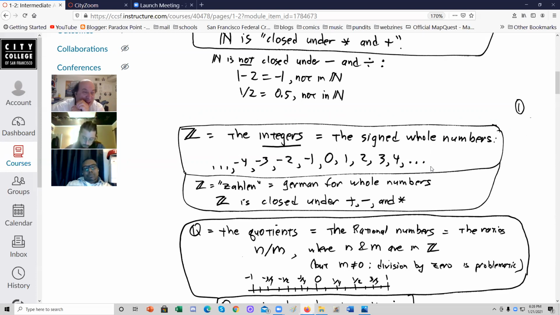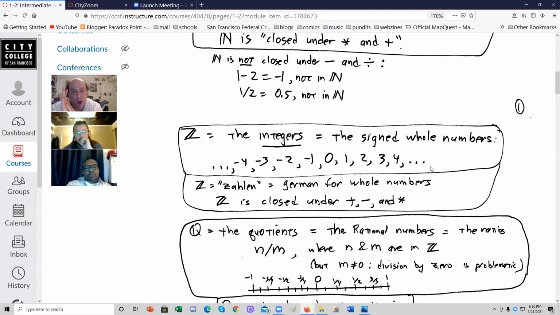Now, this letter Z is, again, from the German. It means Zahlen, or whole numbers. It's closed under plus, minus, and times. You can add, subtract, and multiply whole numbers and get a whole number. But not necessarily divide. 1 over 2 is still 0.5, which is not in Z either.